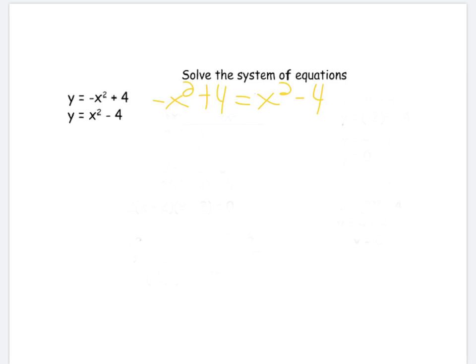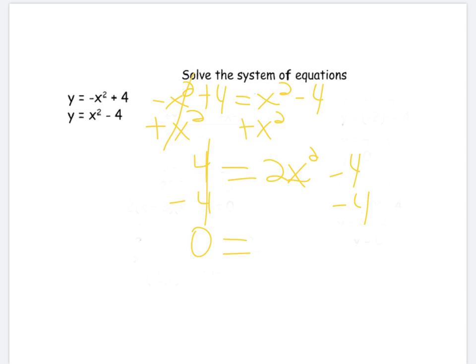So I want to get rid of the things on one side so it's equal to 0. So I add x squared to both sides. Minus x squared plus x squared cancel each other out. I'm left with 4. And then x squared plus x squared is 2x squared. And then I still have the minus 4. Then I need to get rid of this 4, so I need to subtract 4 from both sides. So 4 minus 4 cancel each other out and I'm left with 0. And then I would have 2x squared minus 8.